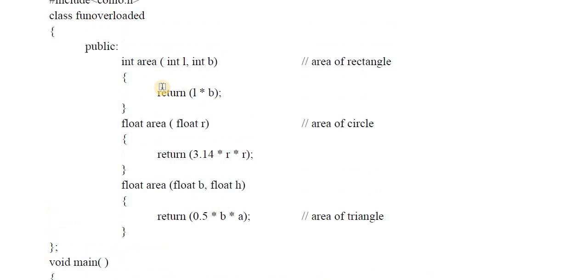So here three functions are there. First function is area, second function name is also area, third function name is also area. But in the first function, there are two parameters of integer type. In the second function, only one parameter is there, and in the third function, two parameters are there but float type. So in the first area function, integer type parameters are there, and in the last function, float type parameters are there.